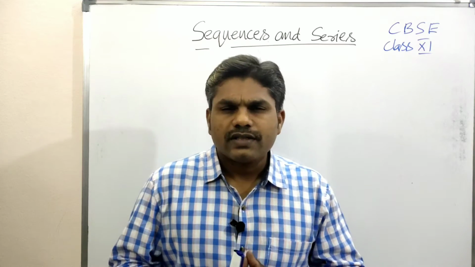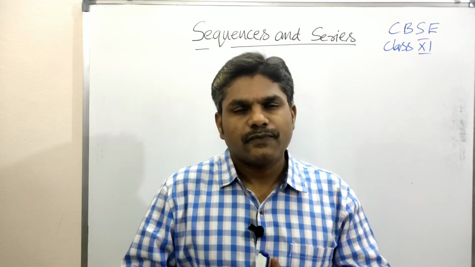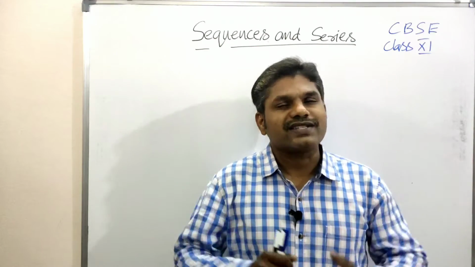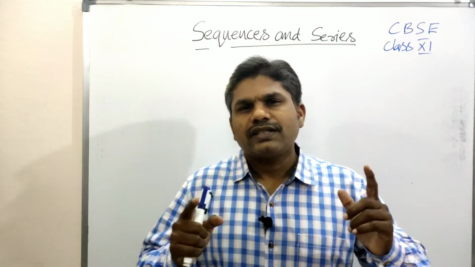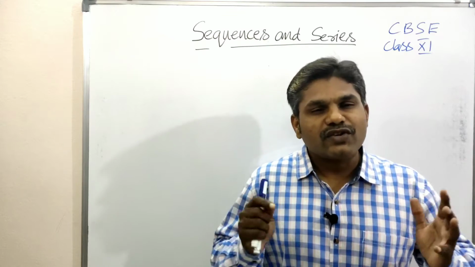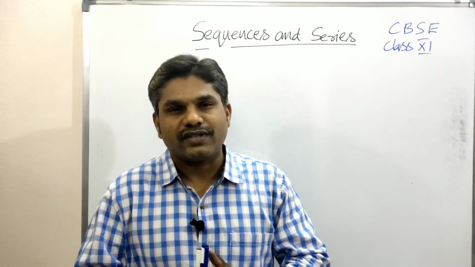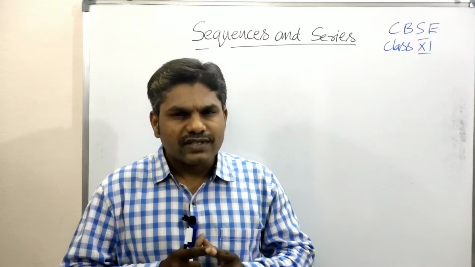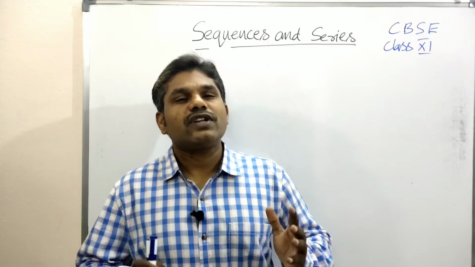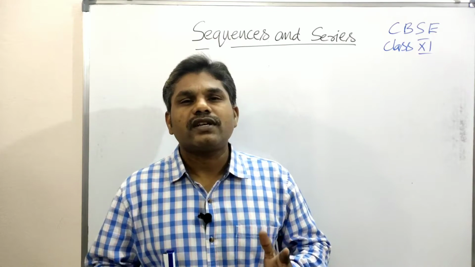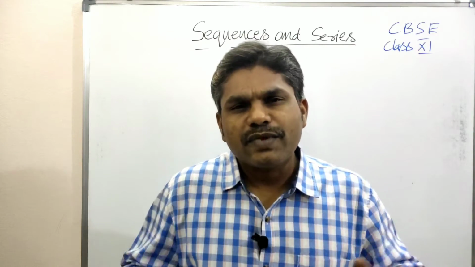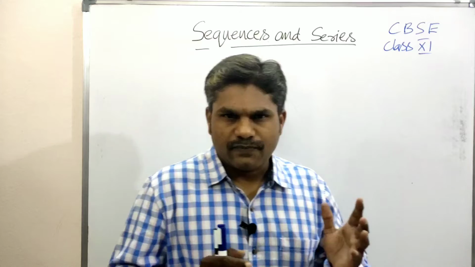First, we have to discuss the term sequence. If you search the meaning of the word sequence in the English dictionary, you will find the definition: arrangement of numbers in a particular order. Simple definition. So, a sequence is nothing but an arrangement of numbers in a definite order, following a particular rule. Then that arrangement is called a sequence.